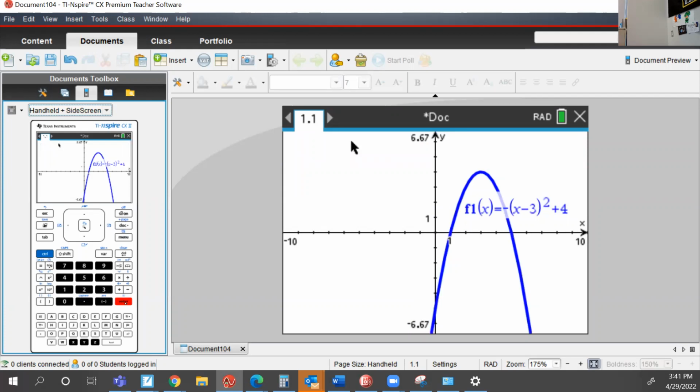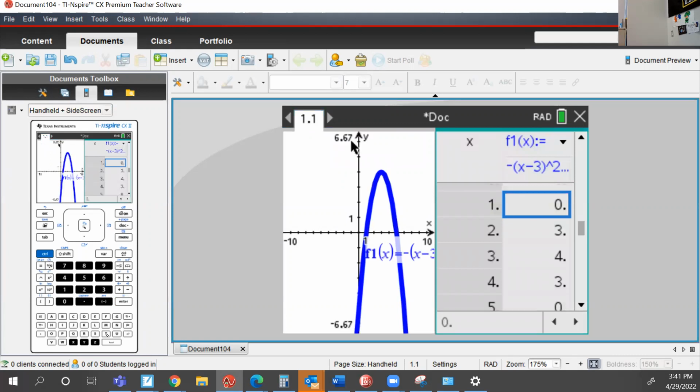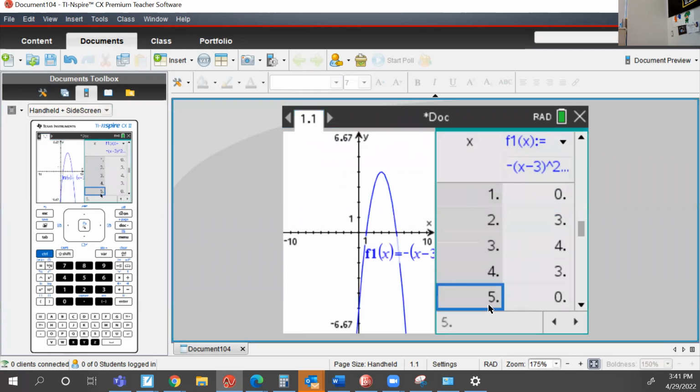Now I have to figure out where I'm going to put that second point on the graph. I want to see all the x, y values. Remember Control T? Control T tells me all the values. There we go. When x is 5, what is the y value? 0. So I can put the second point at 5, 0. Could I use 4, 3? Yes, I can use 4, 3 too. But I'm going to use 5, 0.